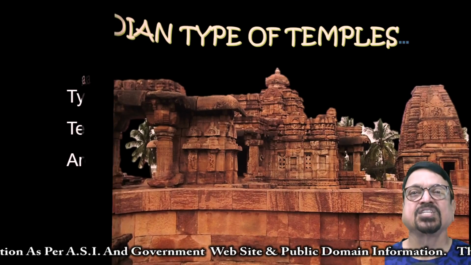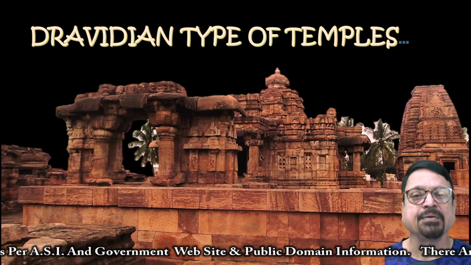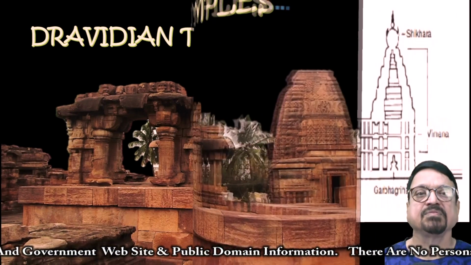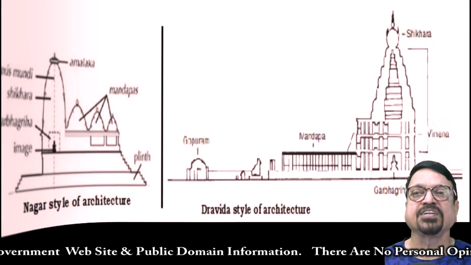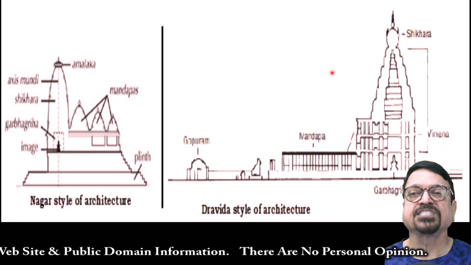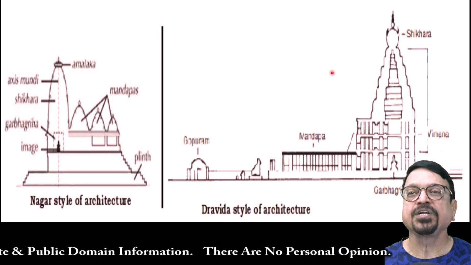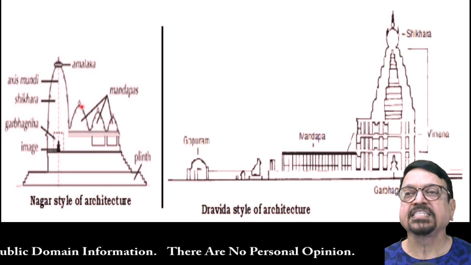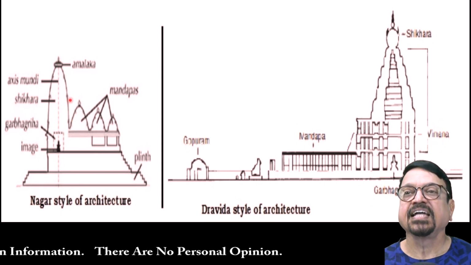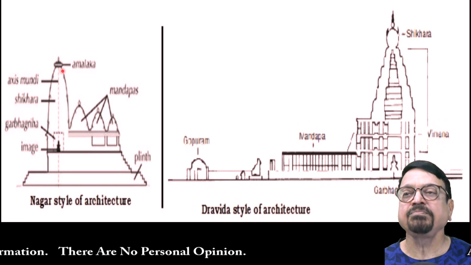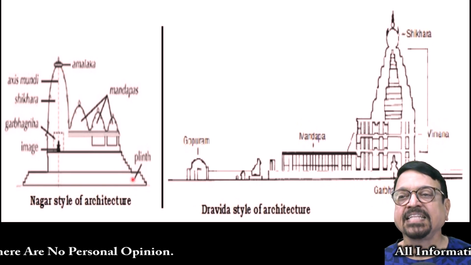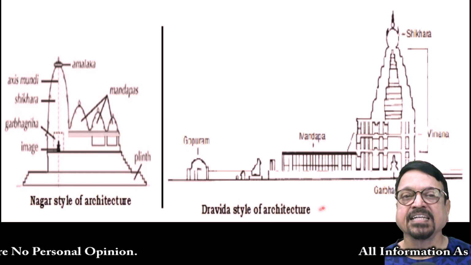Now look at this. First we'll come to the Dravidian style of temples. First, this differentiation as far as Nagara and Dravidian style is concerned. Let's follow the pointer. Here we are seeing the Antarala. See, it is curvilinear. There is an Amalaka on the top. Then you can see the Garbhagriha. Then there is a plinth, that is the raised plinth. Here there is no raised plinth.